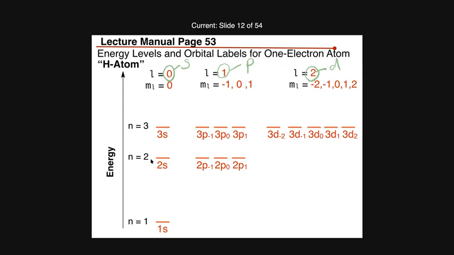Again, you can ignore this subscript here. This subscript just indicates the different orientations of the orbitals. You can refer to these as 3d if you want to, because they all have the same energy. So all of these are 3d. The only thing that is different is the orientation along the x, y, and z axes.